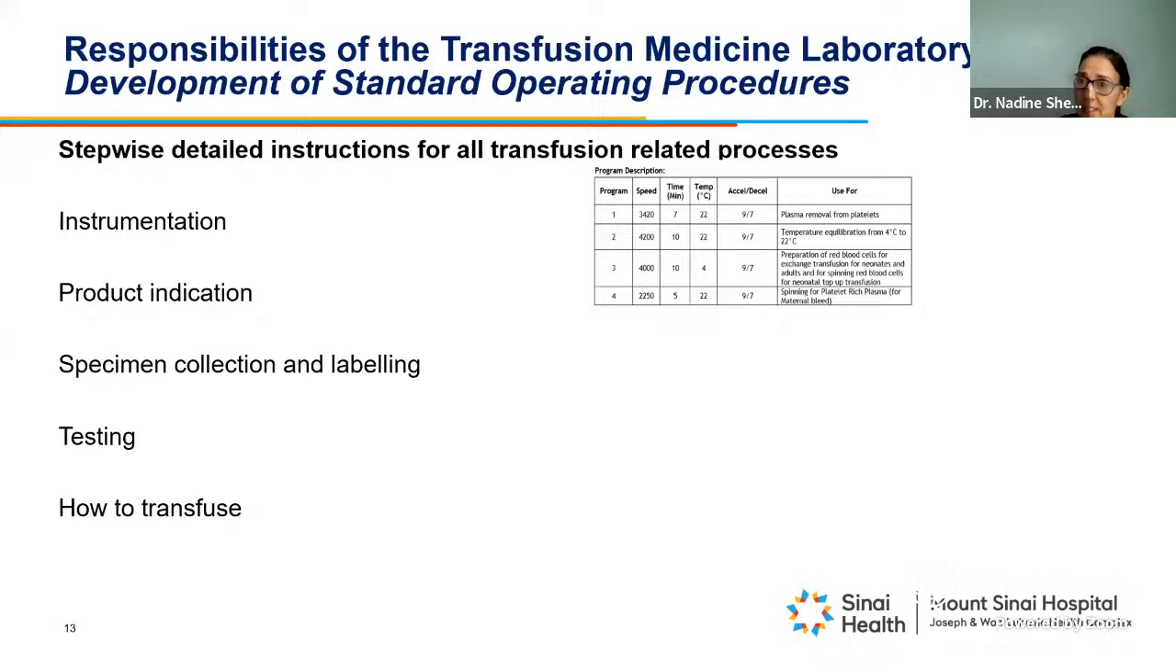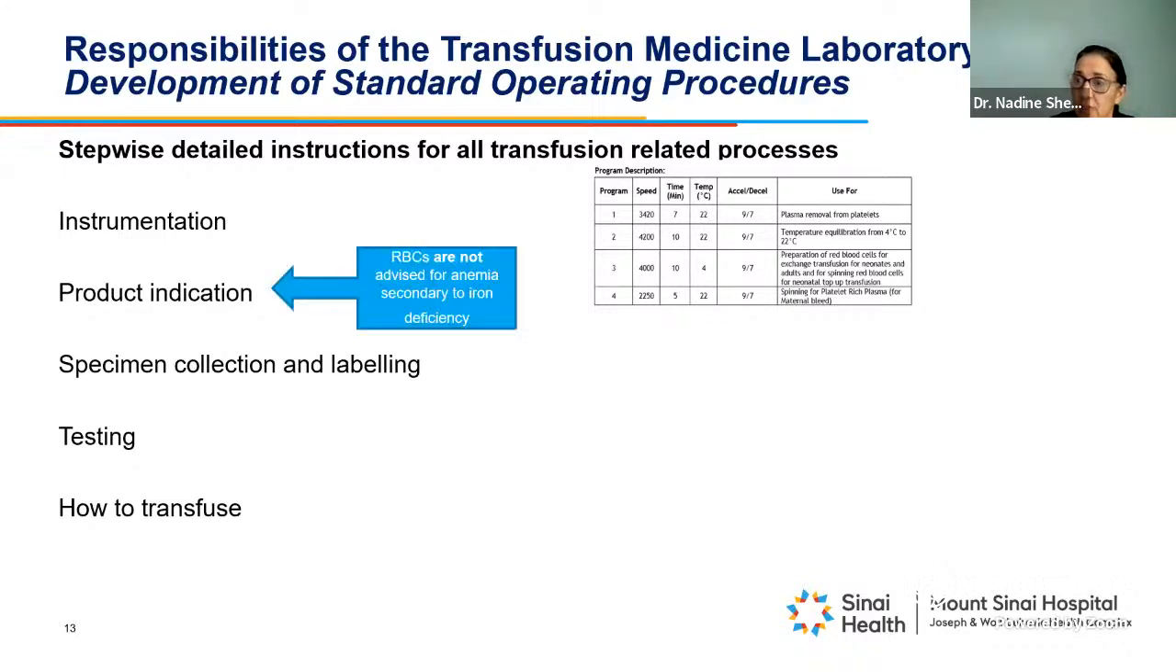That stepwise detailed instruction, or the SOPs, are required at the level of instrumentation, product indication, specimen collection and labeling, testing, and how to transfuse. I've shown you an example here of a stepwise detailed instruction for instrumentation. So for instance, for centrifugation, every program is listed, the speeds are listed, and what transpires with each of those.